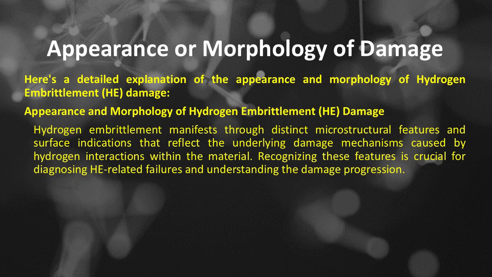Here's a detailed explanation of the appearance and morphology of hydrogen embrittlement damage. Hydrogen embrittlement manifests through distinct microstructural features and surface indications that reflect the underlying damage mechanisms caused by hydrogen interactions within the material. Recognizing these features is crucial for diagnosing HE-related failures and understanding the damage progression.